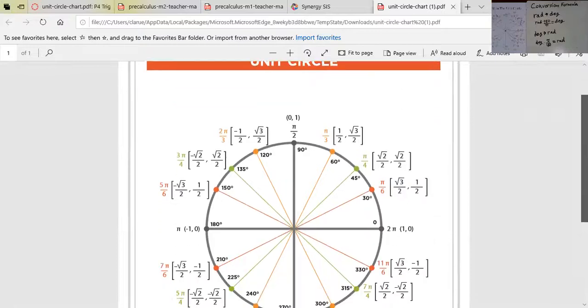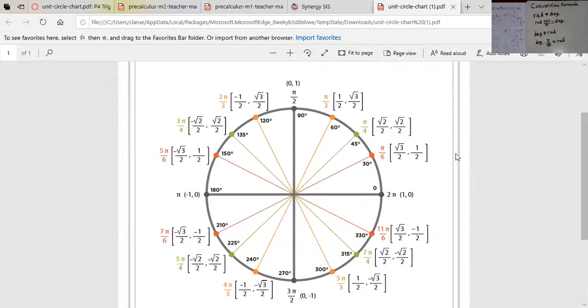So here we have a nice unit circle for you. We can see that it has the points here on the outside, which, remember, is how we can calculate sines and cosines. The y values tell us sine, the x values tell us cosine.